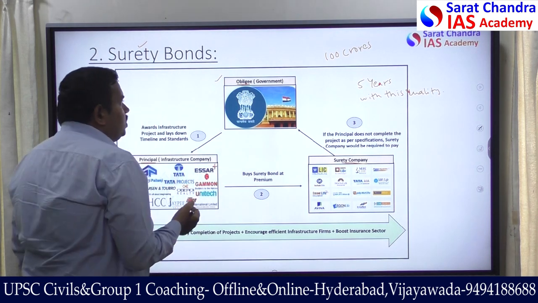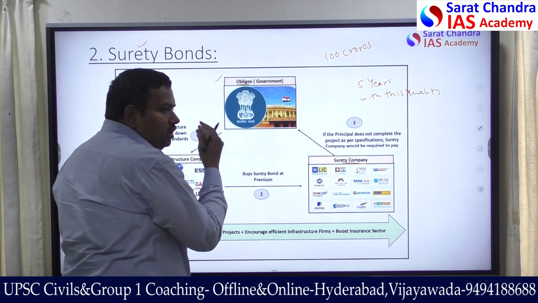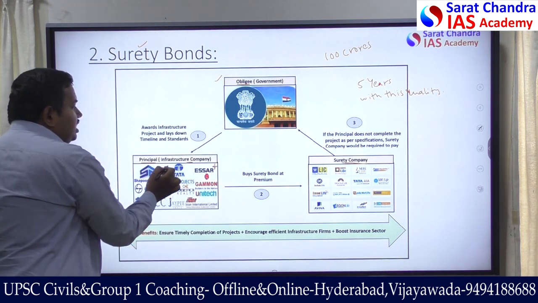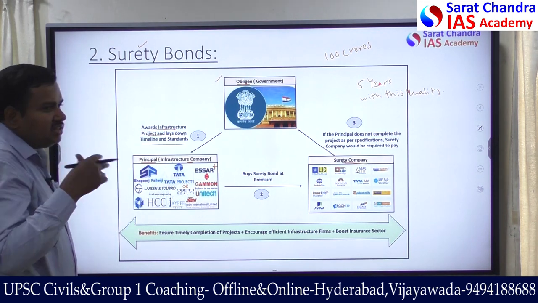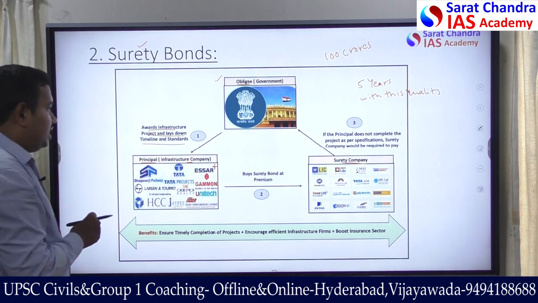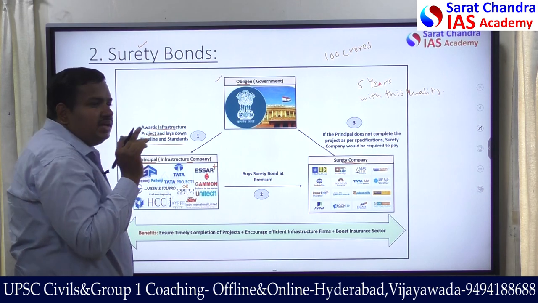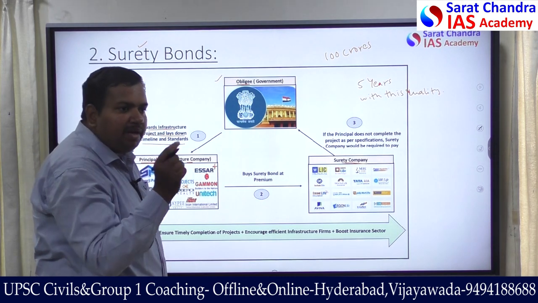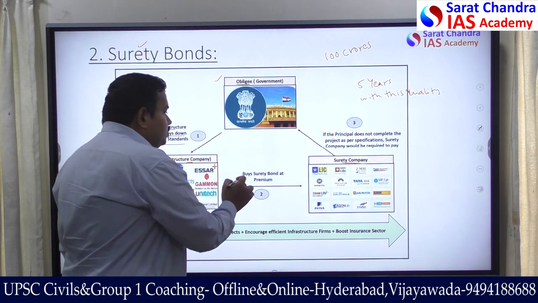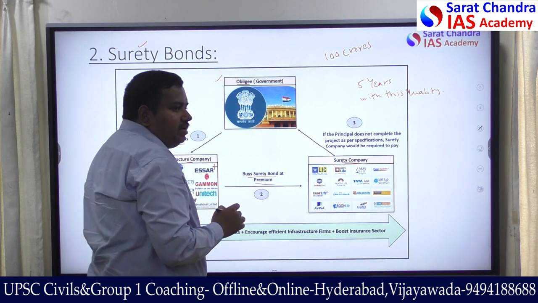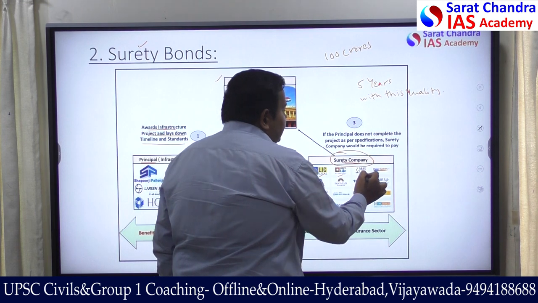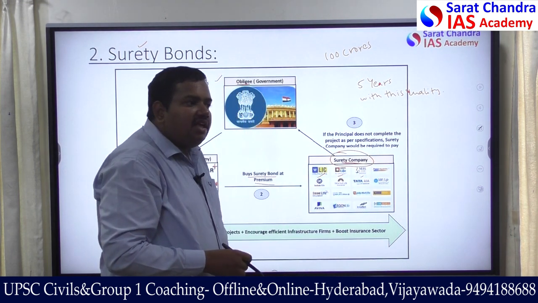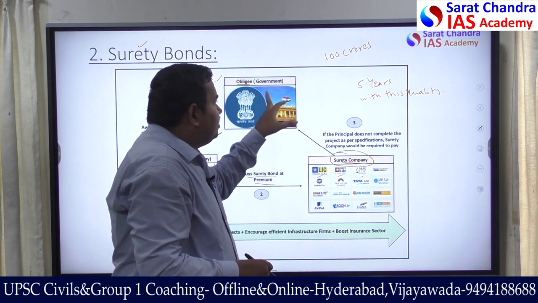So what is this surety bond? Now the government awards an infrastructure project to an infrastructure company and lays down the timeline and standards. Now what is this company going to do? This company is going to buy one surety bond at a premium from a surety company. The surety company can be companies like LIC, etc. Now they are going to give a guarantee for the government.